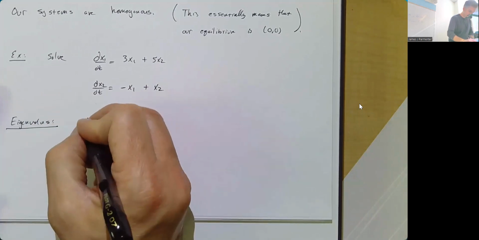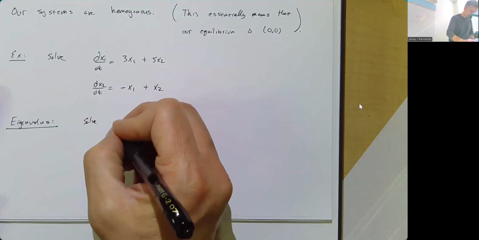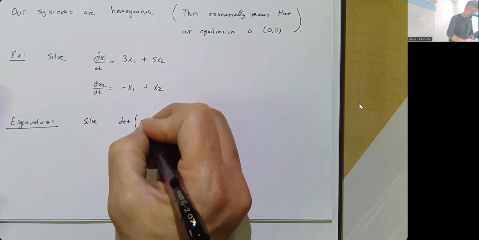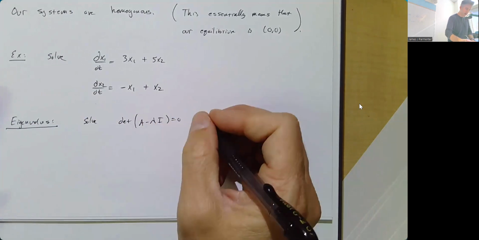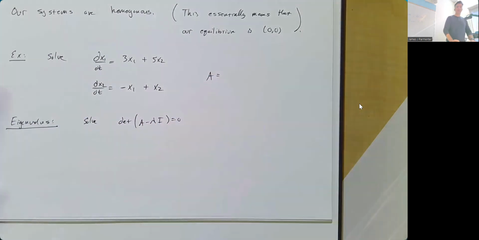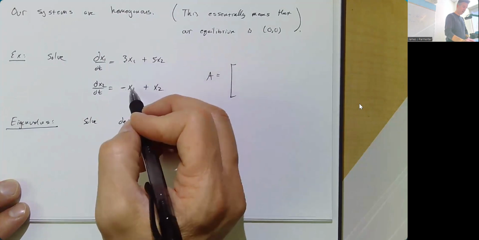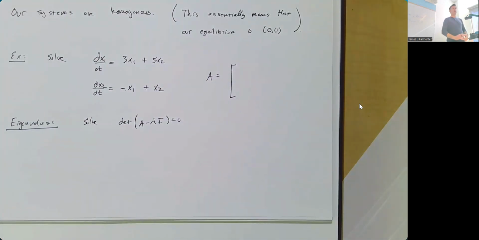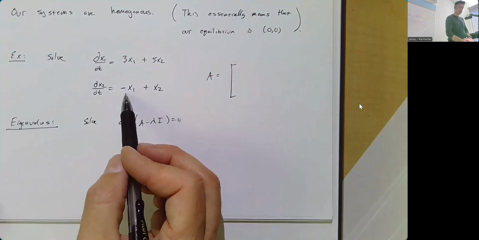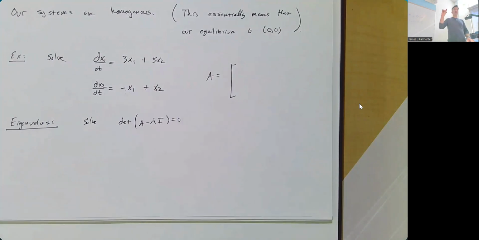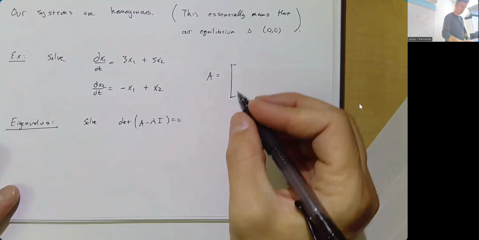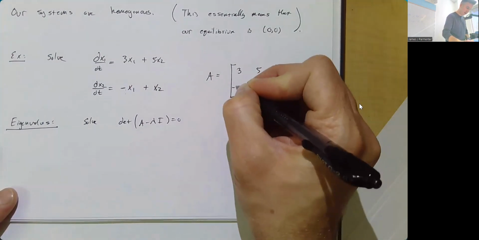So we're going to solve the determinant of A minus lambda I equal to 0. I didn't even write down the matrix A, but you should be able to see it: it's just the coefficient matrix, 3, 5, -1, 1. Make sure when you look at this, nothing's out of order. If someone was unkind and wrote this as x2 minus x1, you really need to make sure that the variables are in the same order so that the coefficients all match up the right way. So this is going to be 3, 5, -1, 1.